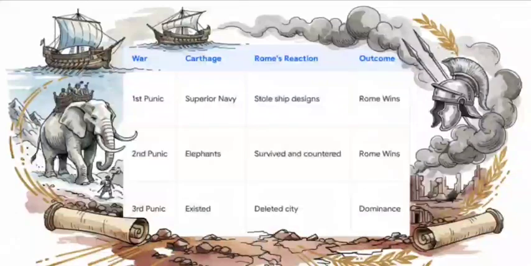And this new militarism perfectly explains their ruthless efficiency during the 3 Punic Wars. Just look at how they adapted. When Carthage had a superior navy in the First War, Rome just straight up stole their ship designs and built their own. When Hannibal famously marched 37 elephants over the Alps to wreck Italy in the Second War, Rome absorbed the damage, adapted, and countered. And by the Third War, Rome simply erased Carthage from the timeline entirely, complete dominance. With their biggest rival gone, Rome basically became hopelessly addicted to endless expansion.